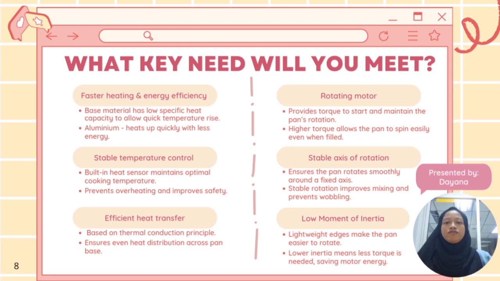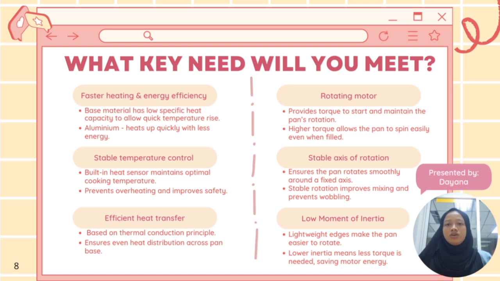From the perspective of rotational mechanics, the pan is equipped with a rotating motor that provides sufficient torque to start and maintain rotation even when the pan is filled with heavy ingredients. Higher torque enables smooth and consistent spinning without mechanical failure. To enhance rotational performance, a stable axis of rotation ensures smooth rotation around a fixed axis. This stability improves mixing efficiency and prevents unnecessary wobbling.